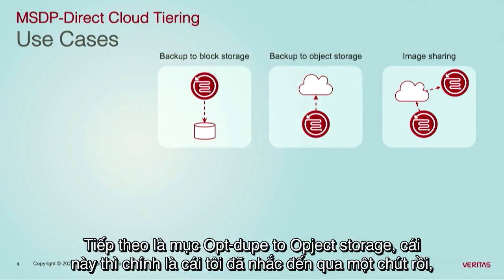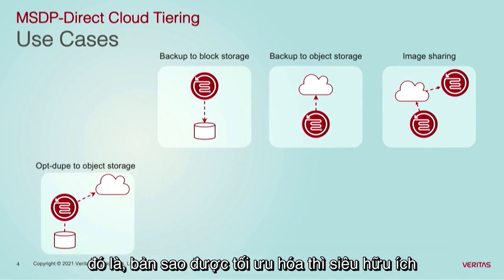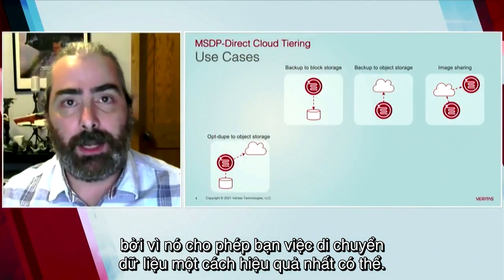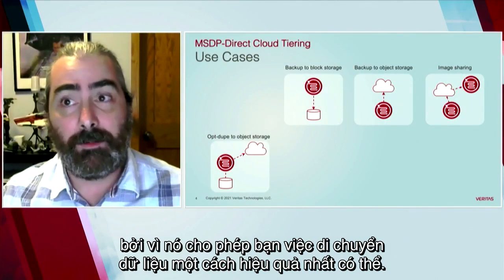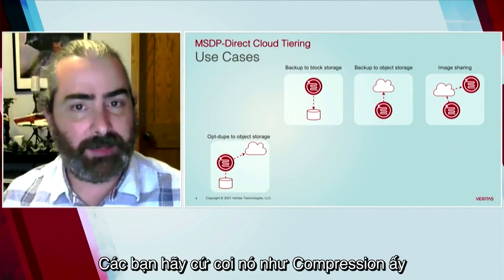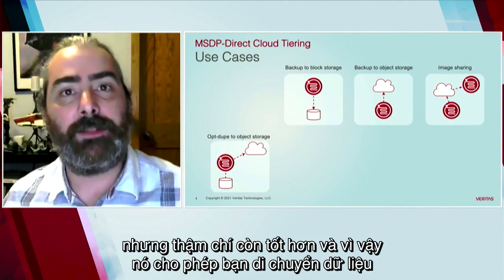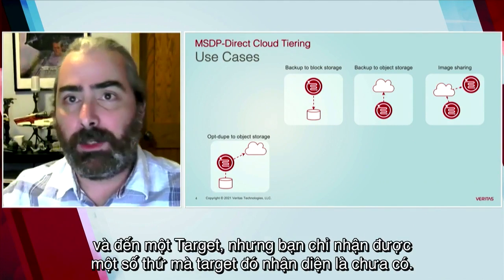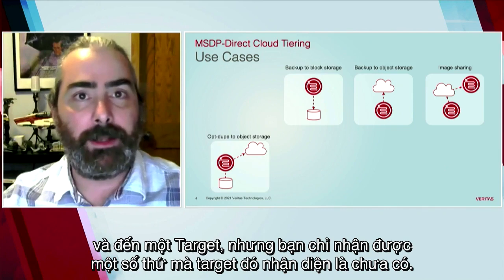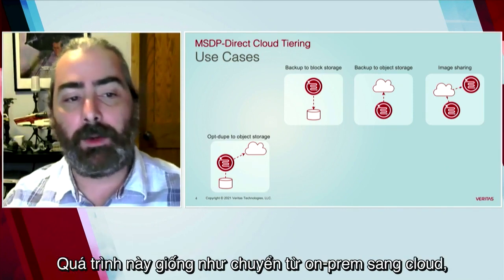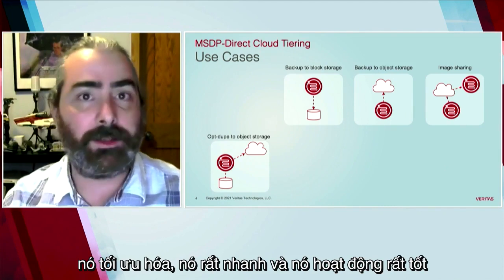Next is optimized duplication to object storage. And this is what I talked about a little bit, is the optimized copy is super useful because it allows you to move the data as efficiently as possible. Think of it like compression, but even better. It allows you to move data to a target, but you're only going to send things that the target knows it doesn't have. And so this is like on-prem going to the cloud. It's optimized, it's very fast, and it works very well.